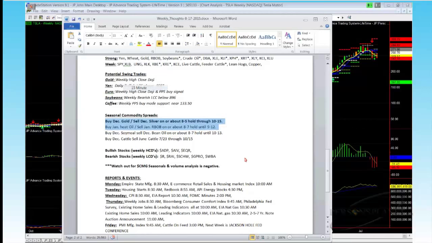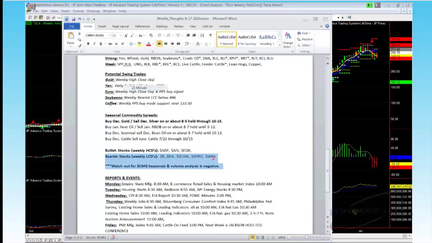So there's something in this newsletter for everyone. But if you're a stock trader, here's what's in it for you. I put out bullish stocks which had weekly high close dojis that I saw that were in a seasonally strong period of time, had many different factors going for them. We had REITs, we had ADP, which proved to be, by Monday's opening, by Monday's close, that stock was up 2%. Nice little trade there.